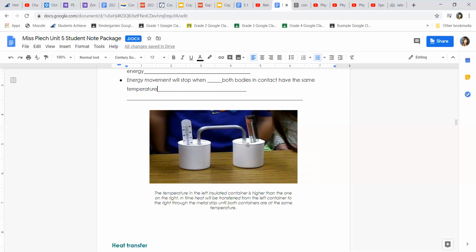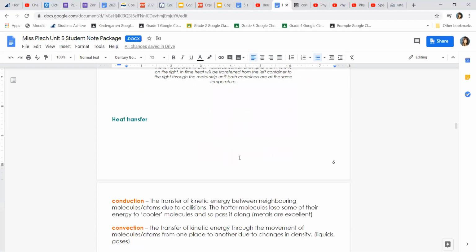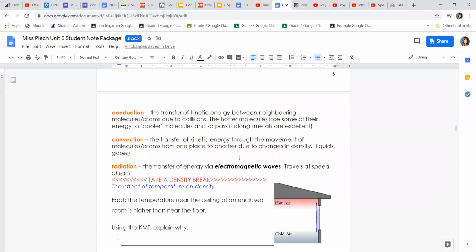If you haven't done the math already, I'd be curious to see if you've done it. The final temperature is going to be the average between the two, which would be 20 degrees. Both containers of water should end up with a temperature of 20 degrees after the heat has been transferred. Okay, now we're going to take a look at a few different methods of heat transfer.